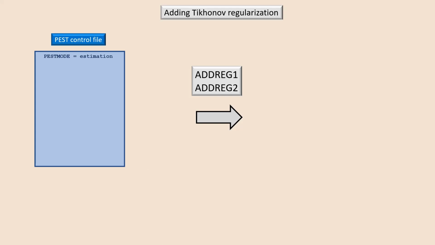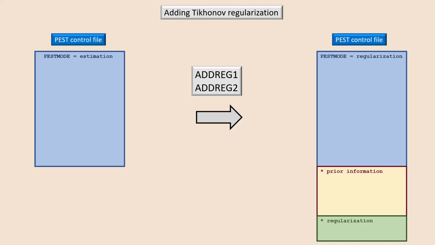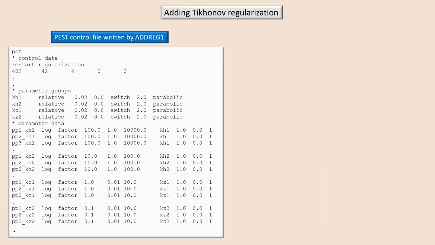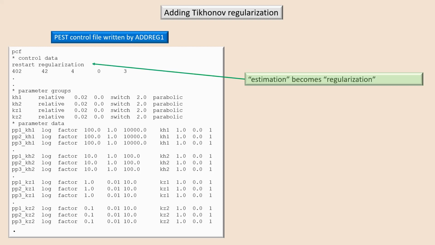By running these utilities, a new PEST control file is automatically built in which PEST mode is set to regularization and in which one prior information equation is added to the PEST control file for every parameter featured in the parameter data section of the PEST control file. Then a regularization section is added to the bottom of the PEST control file. So here is part of a PEST control file built by addreg1. Firstly, PEST mode becomes regularization.